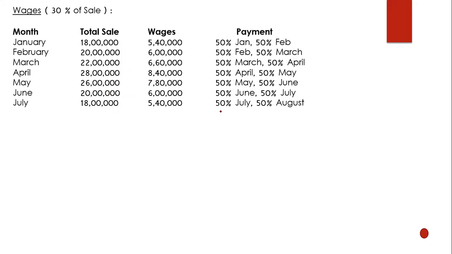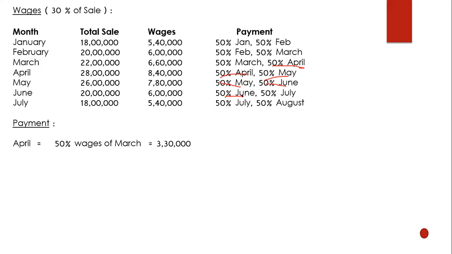Okay, this again will be bifurcated by 50%, this is one and a half month. So 50% in the same month and 50% will be next month. Okay, so now we are concerned with April, May and June. So 50% April, 50% April, 50% May, 50% May, 50% June, 50% June. Clear? So now let's do the payment.